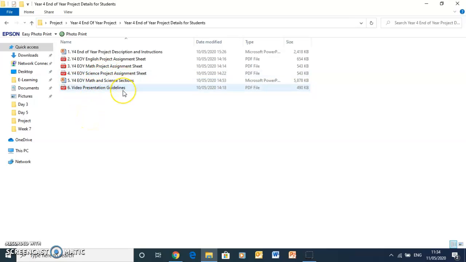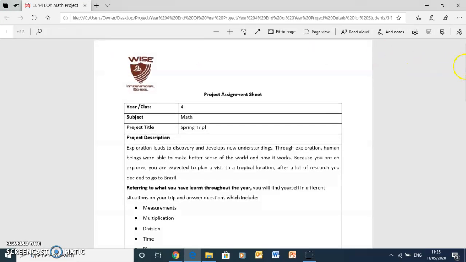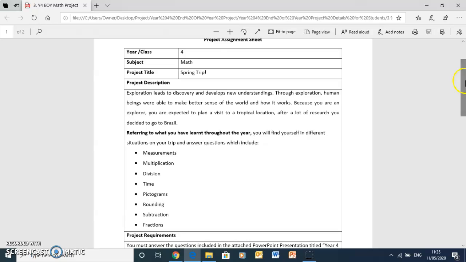Your math and science files start from file number 3. For you to be able to have an overview of what you need to do in your math and science projects, you need to open first the assignment sheet. Let's start with the math project assignment sheet. This is the math assignment sheet.